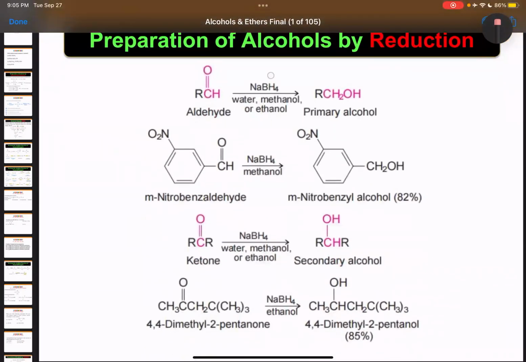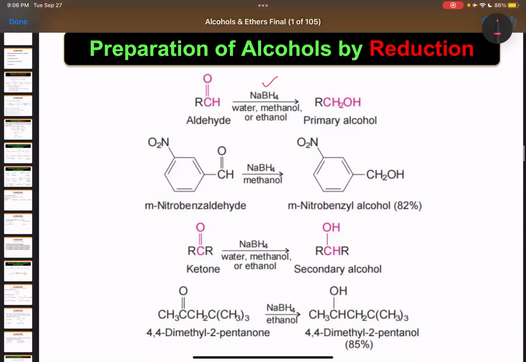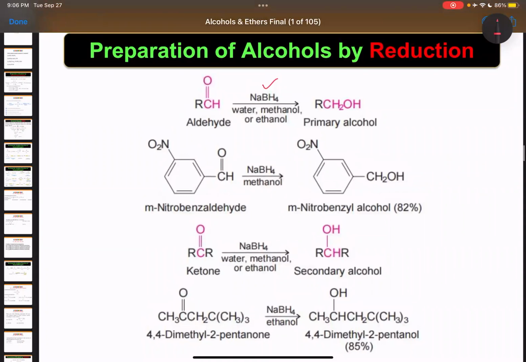NaBH4 is a mild reducing agent. Any idea which type of substances get reduced by NaBH4? Which chemical compounds? Sir, carbonyl compounds. Yeah, which functional groups? Aldehyde, ketone. NaBH4 reduces only aldehydes and ketones.